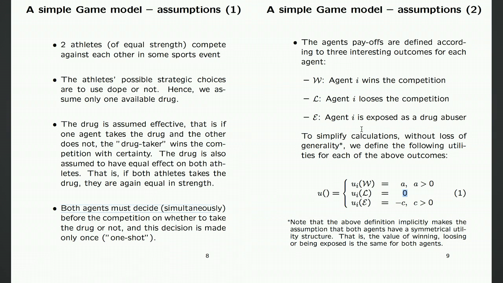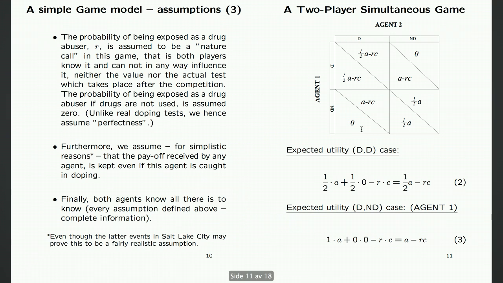Okay. Given these assumptions, we can formulate a game model, but there are a few more we have to look at. Okay, there must be a probability of being exposed as a drug abuser. We name that one R. And as it says here, this is assumed to be a nature call in this game. That is, both players know it and cannot in any way influence it, neither the value nor the actual test, which takes place after the competition. The probability of being exposed as a drug abuser if drugs are not used is assumed 0.